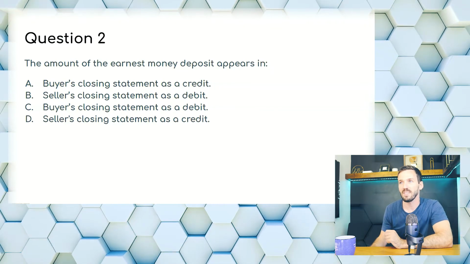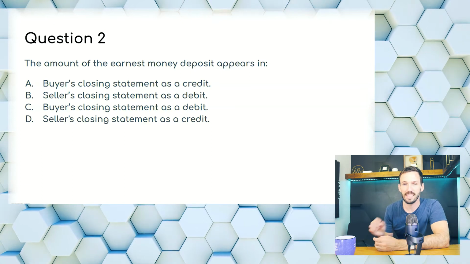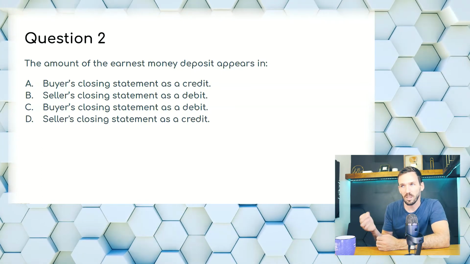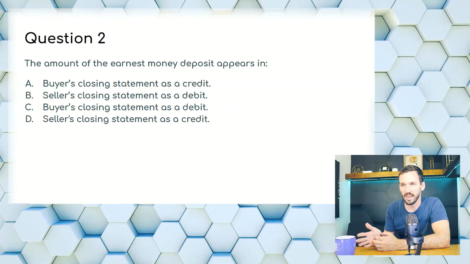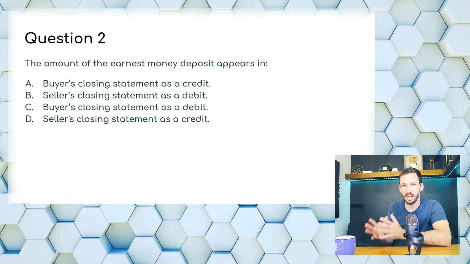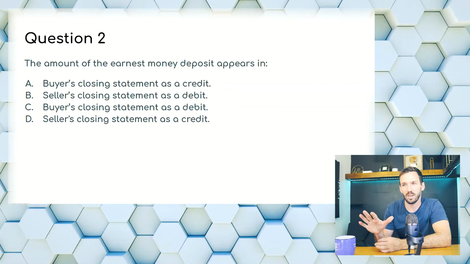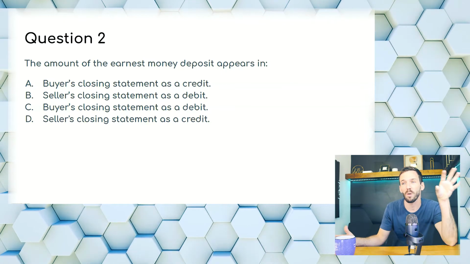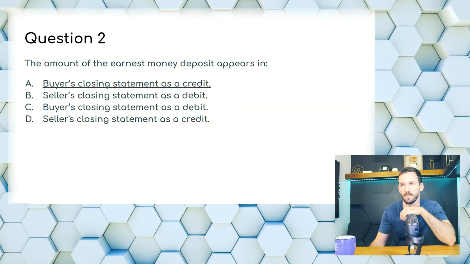Question 2, the amount of the earnest money deposit appears in A, buyer's closing statement as a credit, B, seller's closing statement as a debit, C, buyer's closing statement as a debit, or D, the seller's closing statement as a credit. So now the buyer pays the earnest money, right? We know that. At the very beginning, they pay the earnest money and the due diligence. So this is kind of tricky, but it's now a credit on the closing statement because they already paid for it. It's not a debit. The answer here is A.